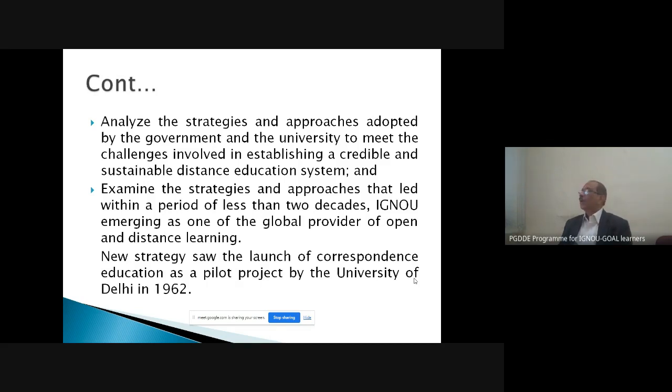If the government wanted, it could have started 2-3 conventional universities, which would have been easier. Why did they go with a new system like the distance education system? That is how the new strategy saw the launch of correspondence, which we have already talked about. IGNOU came into existence in 1985, but much before that, almost 2 decades before, correspondence education was initiated in the country at the University of Delhi in 1962. I talked about this to you earlier.